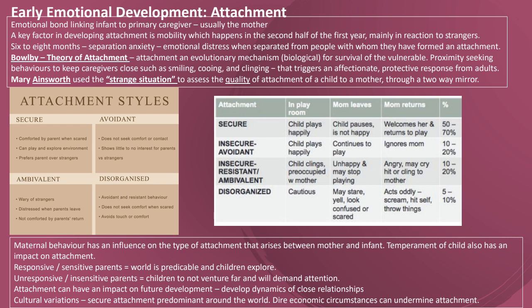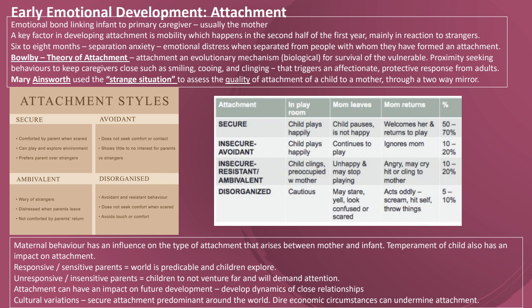An ambivalent attachment style is basically when the mom is in the room, the child is very clingy and very preoccupied with the mother. If the mom leaves the room, the child's very unhappy and will even stop playing. And when the mom returns, the child is angry that the mother left, may cry, hit, or cling to the mother.